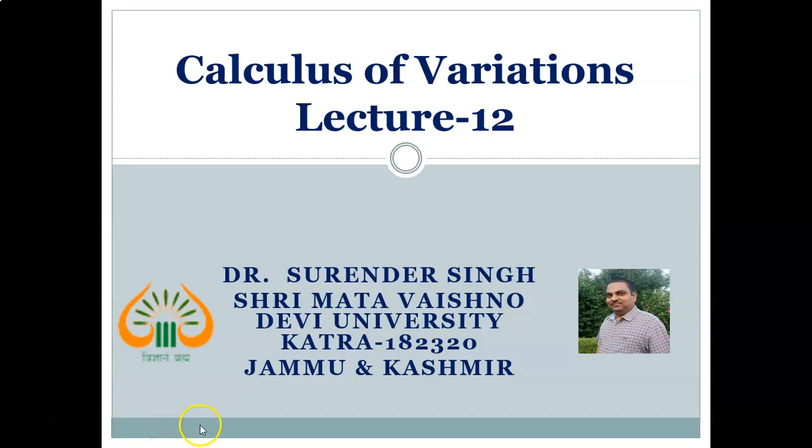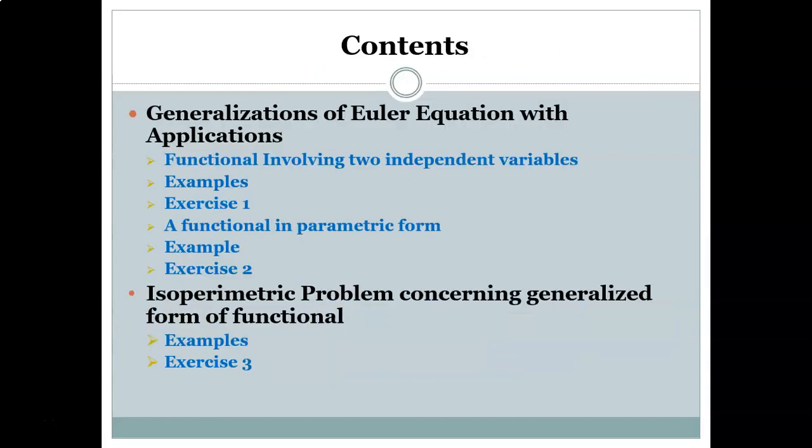Hello students, in this lecture 12 of calculus of variation, we are discussing the generalization of Euler equation with application. We have already discussed certain generalizations in lecture 11. So in this case, we are going to discuss a functional involving two independent variables, how that Euler equation will be transformed in this case, and certain solved examples, numerical examples, then exercises.